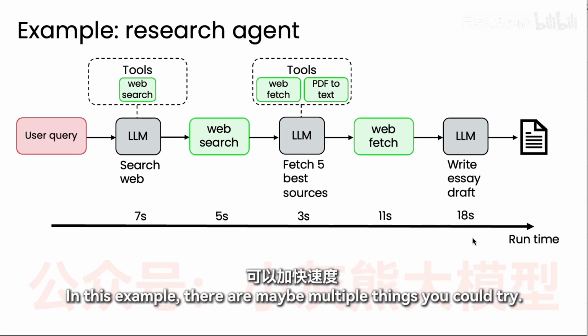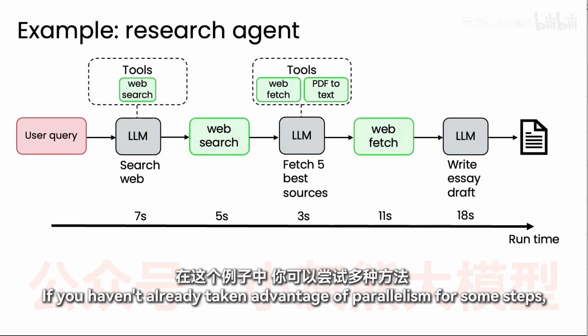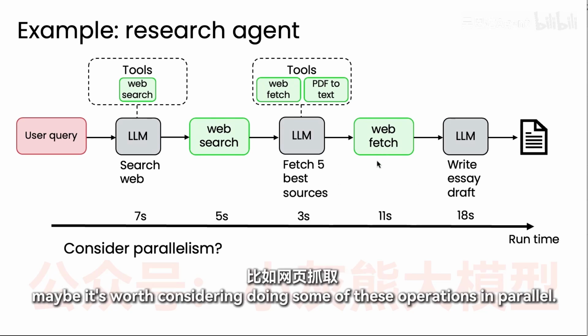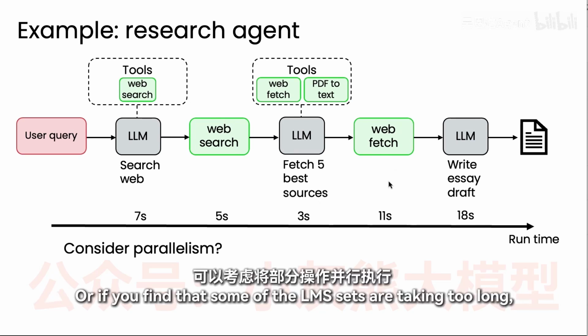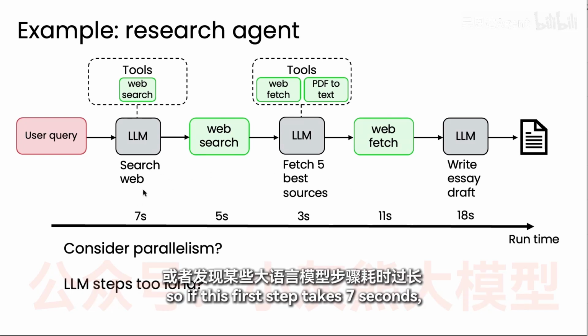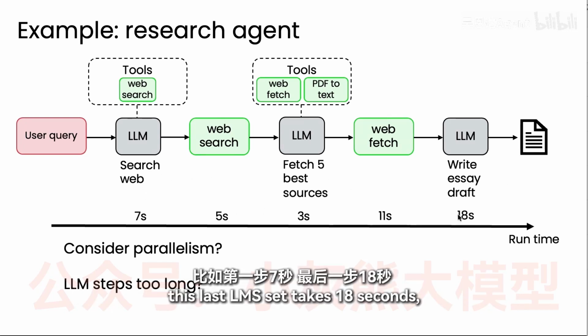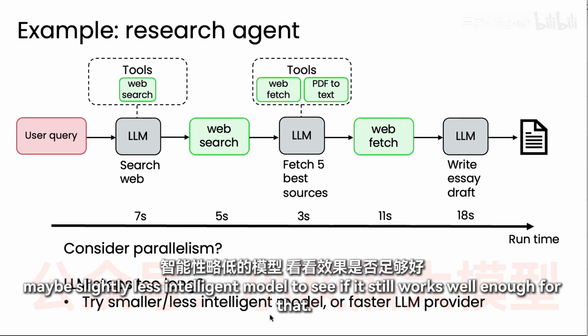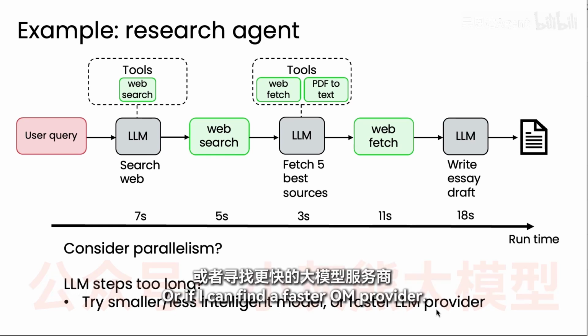In this example, there are maybe multiple things you could try. If you haven't already taken advantage of parallelism for some steps, like maybe web fetch, maybe it's worth considering doing some of these operations in parallel. Or if you find that some of the LLM steps are taking too long, so if this first step takes 7 seconds and this last LLM step takes 18 seconds, I might also consider trying a smaller, maybe slightly less intelligent model to see if it still works well enough for that, or if I can find a faster LLM provider.